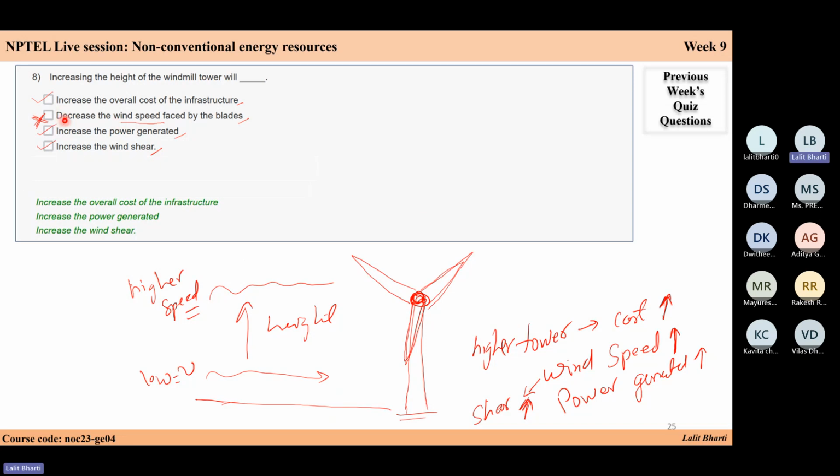But option 2 is not correct. Option 2 says to decrease the wind speed faced by the blade. That is incorrect because with the height your speed will also increase. Increase the power generated: the power generated is directly related to the wind speed, so that is also correct. And if the wind speeds are higher, you will also have higher wind shear. So options 1, 3 and 4 are correct for this case.